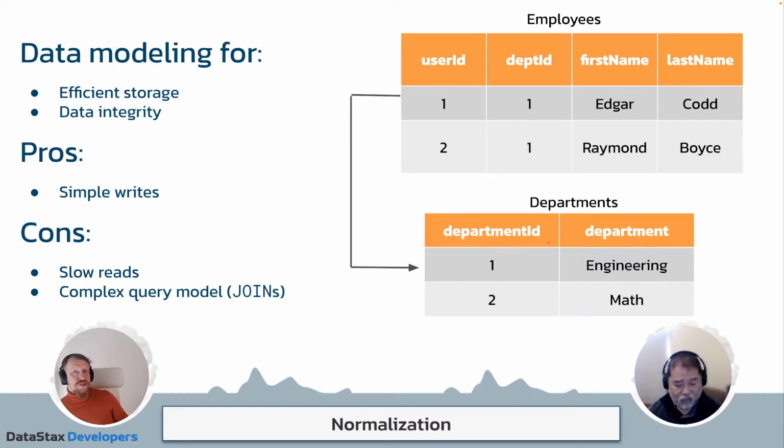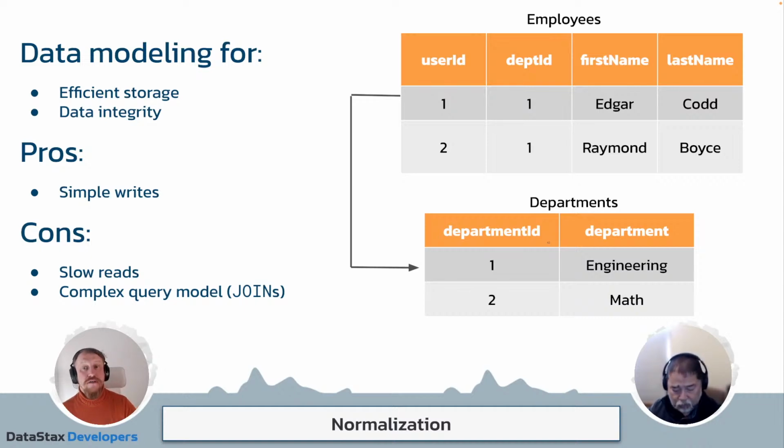And normalization is good until it isn't. What does that mean? It means that there are plenty of scenarios where your use case is not so good for normalized data.